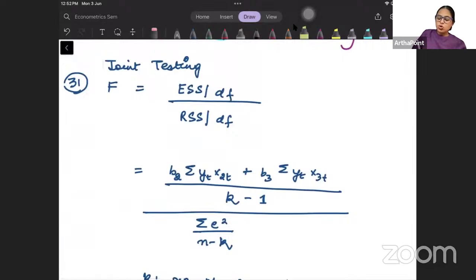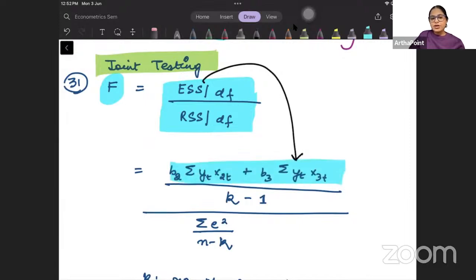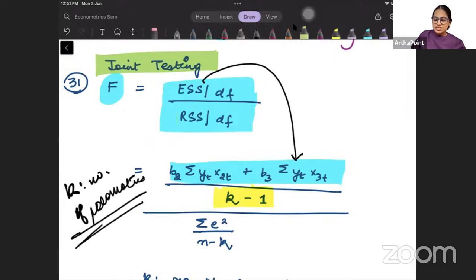Now, whenever you have to do joint testing, जब भी आप joint testing करोगे, you will go ahead and use the F test. F test is ESS divided by its degree of freedom upon RSS divided by its degree of freedom. तो ESS का फॉर्मूला बेटा हमने ऑलरेडी पढ़ लिया है. This is the formula of ESS. The degrees of freedom of explained sum of square is k minus 1, where k is the number of parameters. Whereas RSS हो जाता है summation E square and the degrees of freedom of RSS is n minus k.